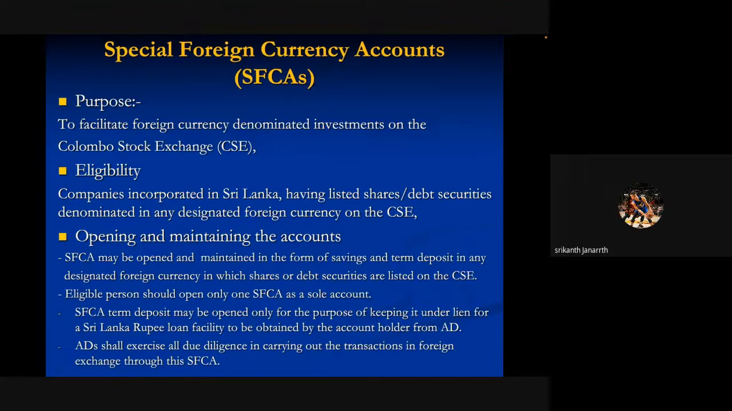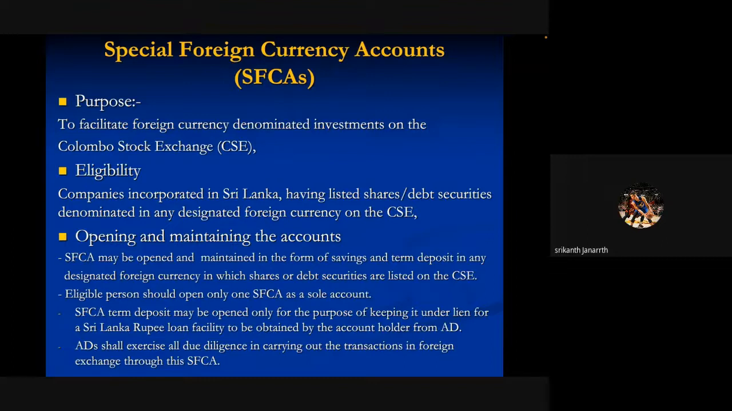right? This account is maintained on behalf of a company incorporated in Sri Lanka whose shares and debt securities are designated in foreign currency at the Colombo Stock Exchange. So their shares are traded in dollars for the foreign investor, not for local people. Local people trade shares in rupees. This is to attract the foreign investor. Certain company shares are designated in foreign currency. Therefore, they are permitted to open a special foreign currency account, right?